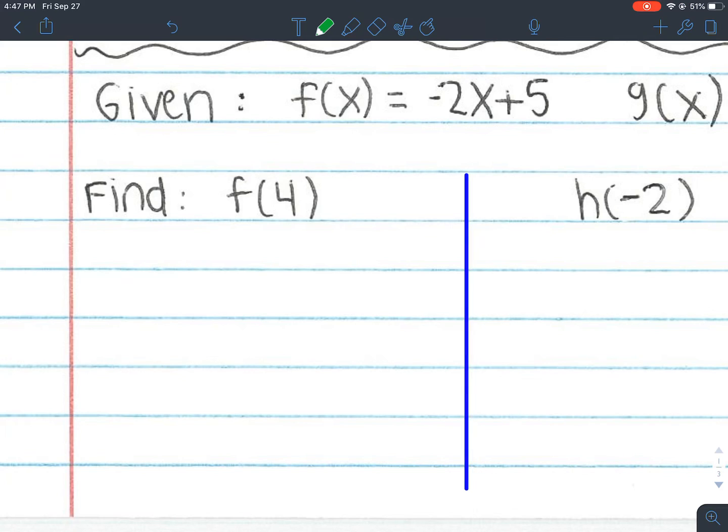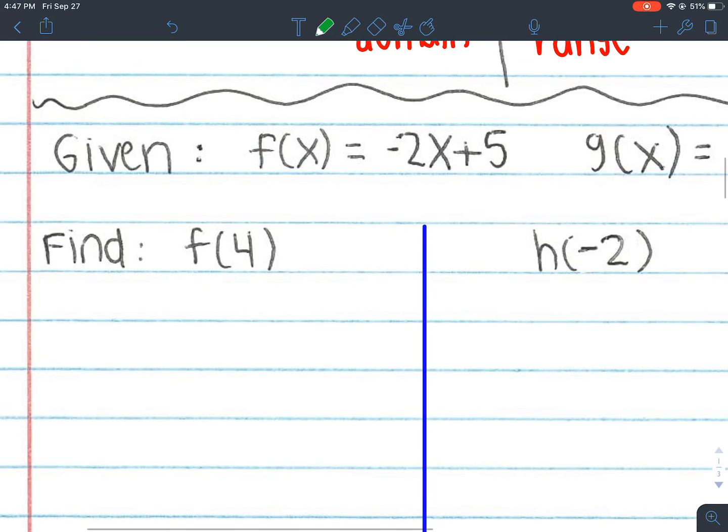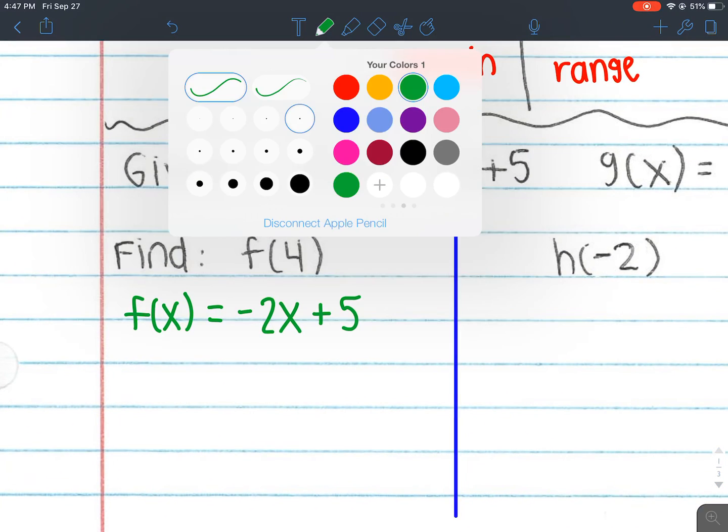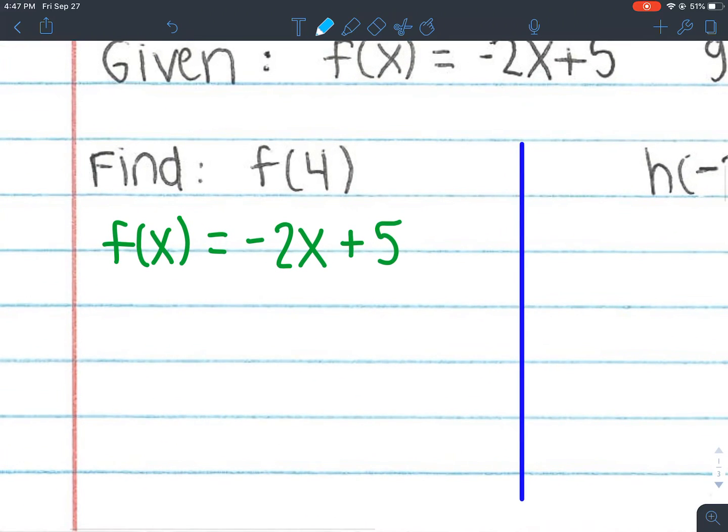So I'm going to look up there and look for my f function, which is this first one, f of x. I'm going to copy this one down, because I know I need the f function. You want to match it with that one. Now, the 4 is in place of what variable? What variable normally goes here? Well, we replace the x with that 4. So essentially, it's telling us to plug in 4 for our x value.